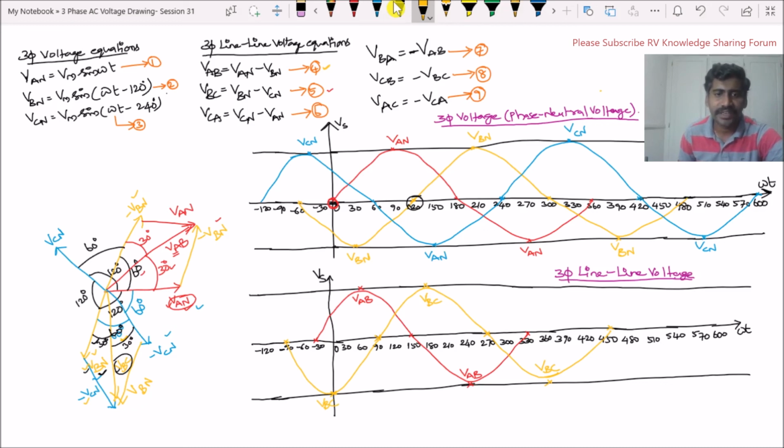Now let us draw the third line voltage called VCA as per our equation 6. Equation 6 says that VCA is equal to VCN minus VAN. Now let us draw the phasor VCA in our phasor diagram. For that, first let me draw the minus VAN phasor. Opposite to VAN becomes minus VAN phasor, right? If you look at this phasor diagram, this minus VAN is exactly bisecting the phasors VCN and VBN, right?